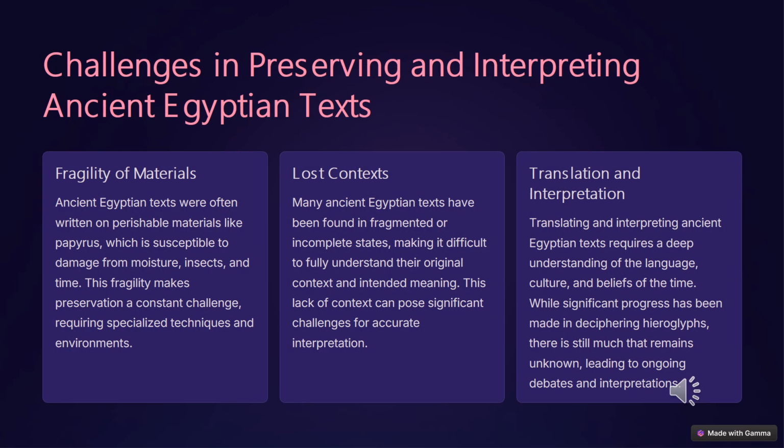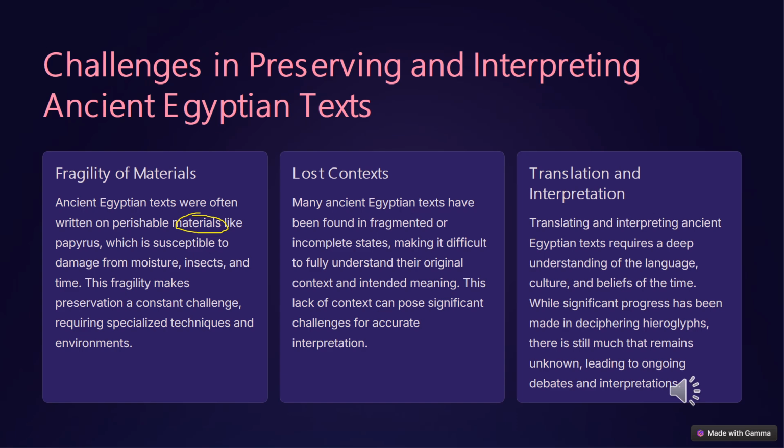To conclude our exploration of ancient Egyptian texts, let's address the challenges in preserving and interpreting ancient Egyptian texts. Fragility of materials. Ancient Egyptian texts were often written on perishable materials like papyrus, which are susceptible to damage from moisture, insects, and time. That is the papyrus. This fragility makes preservation a constant challenge requiring specialized techniques and environmental controls.